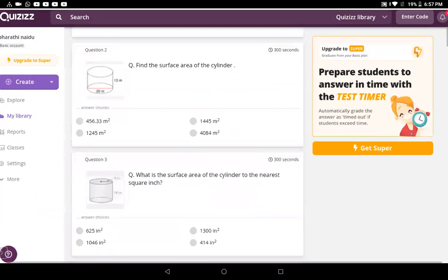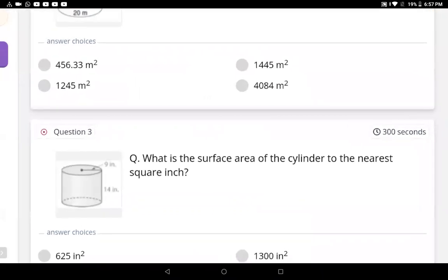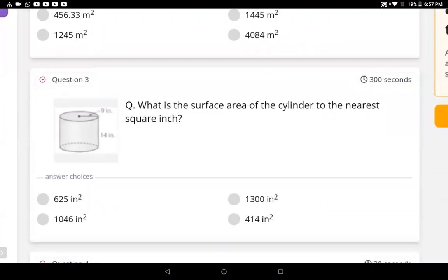Yes, option B is correct, children, because the units place is 4, and the rest are not true. Like that, you can quickly do that part too. Next, question number 3. What is the surface area of the cylinder to the nearest square inch?